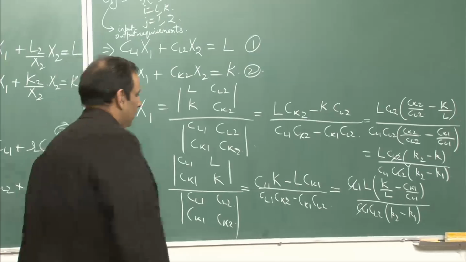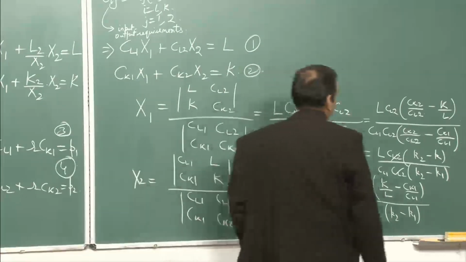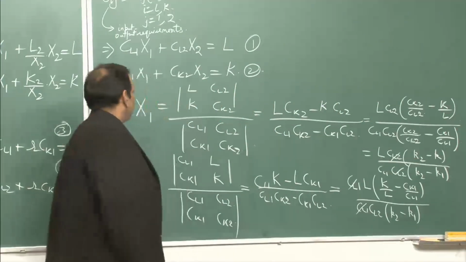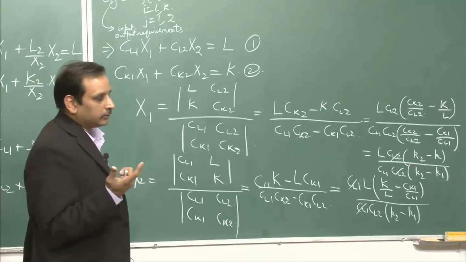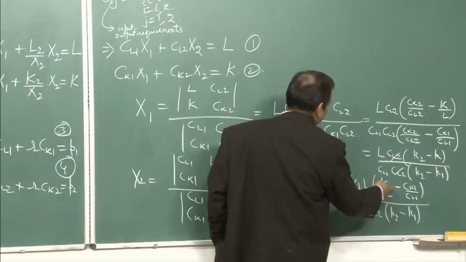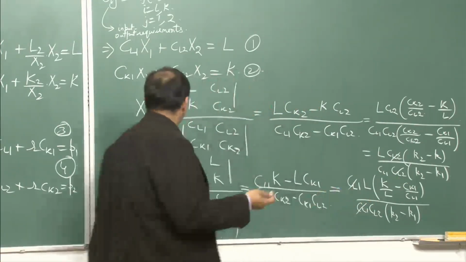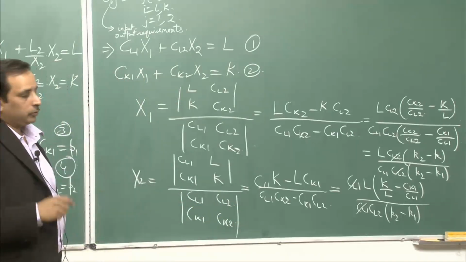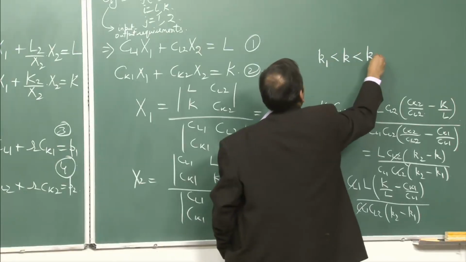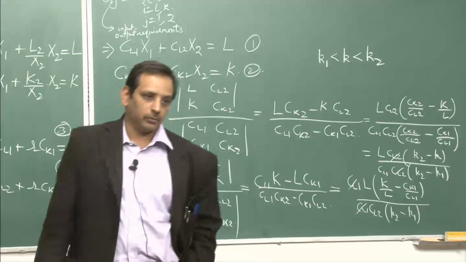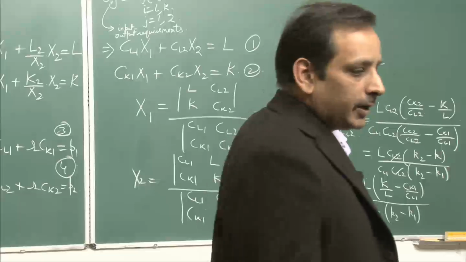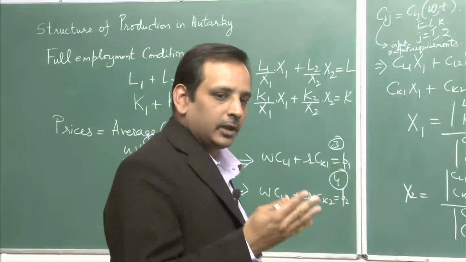So, if you devote your entire capital and labor into the production of good 2, then there will be no production of good 1, or if you devote the entire capital labor ratio to good 1, there will be no production of good 2. So, your overall capital labor ratio has to lie between k1 and k2. Then only there will be something called incomplete specialization. In other words, there will be production of both goods x1 and x2.